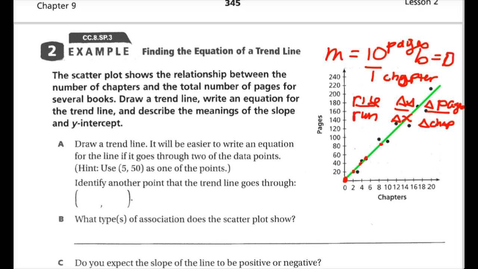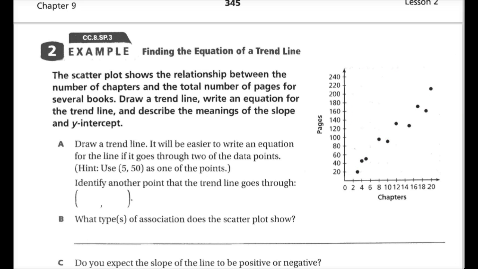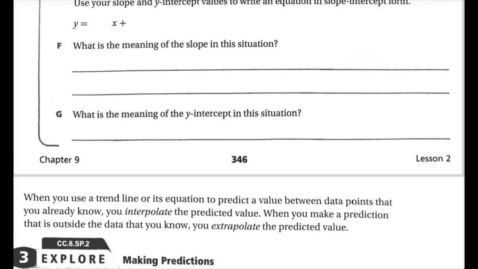So let's go back to your question and let's answer it. What is the meaning of the slope in this situation? So in your own words, remember our slope was 10 over 1. 10 pages for 1 chapter. So it's how the pages change compared to how the chapters change.